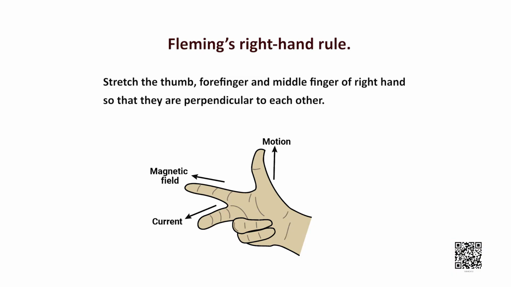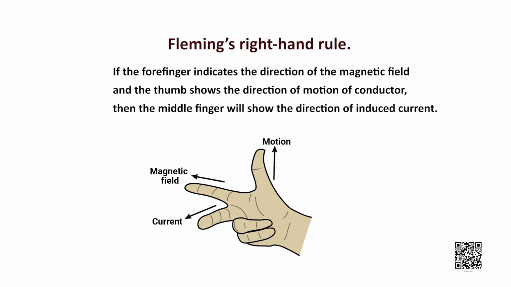Time for another rule, Fleming's right-hand rule, which states: stretch the thumb, forefinger and the center finger of your right hand such that they are perpendicular to each other. If the forefinger gives the direction of magnetic field and the thumb shows the direction of motion of conductor, then the center finger will show the direction of induced current. This is a simple rule and this is known as Fleming's right hand rule.